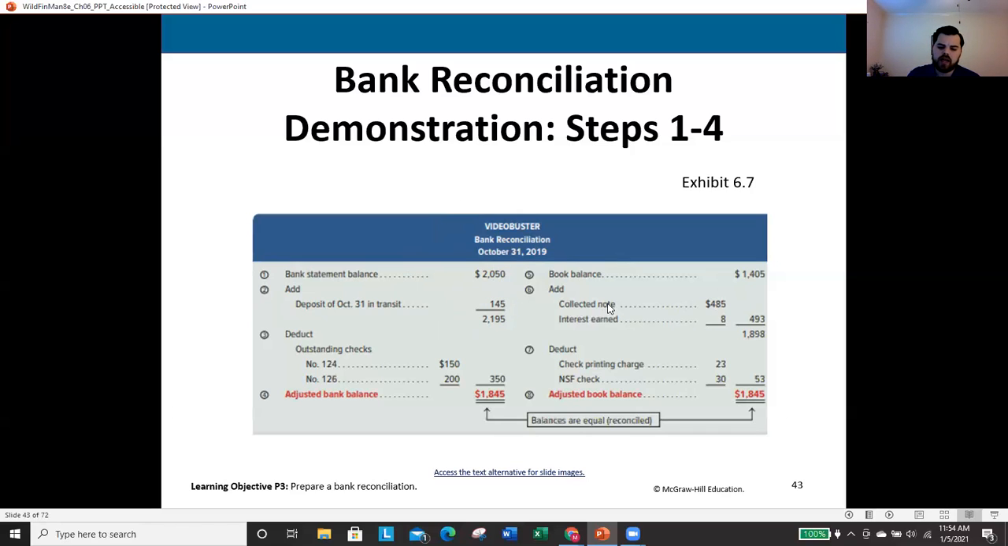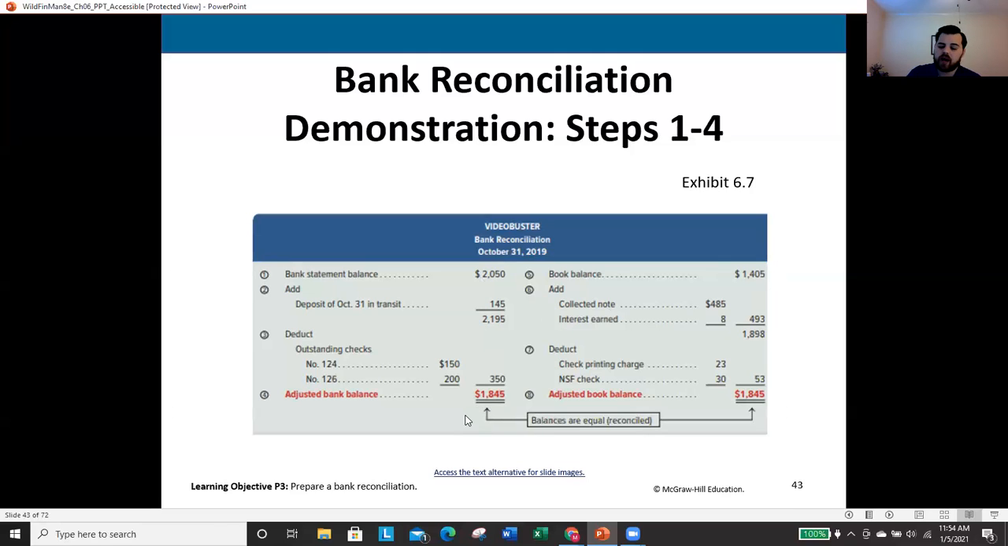Now, on our side, the bank collected a note for us of $485, and we earned $8 in interest. So that gives us an extra $493. $493 plus $1,405 is $1,898, and $2,050 plus $145 is $2,195. Notice at this point, we still don't balance. That's fine. We shouldn't necessarily balance here. Could you? Perhaps, right? If the numbers just happen to work out like that, sure. But most likely, you will not balance here, so don't get too caught up with that.